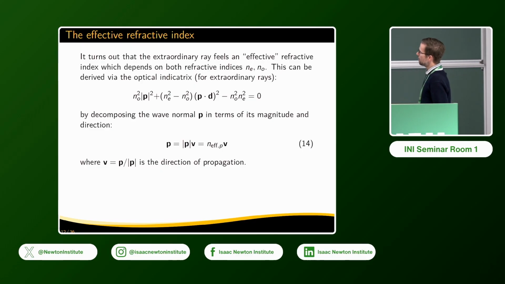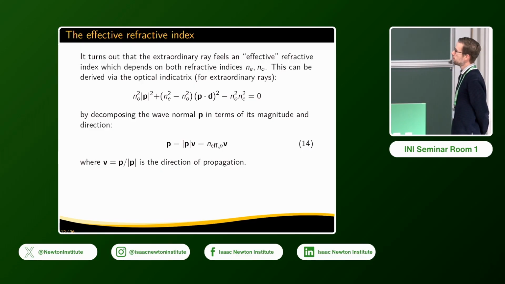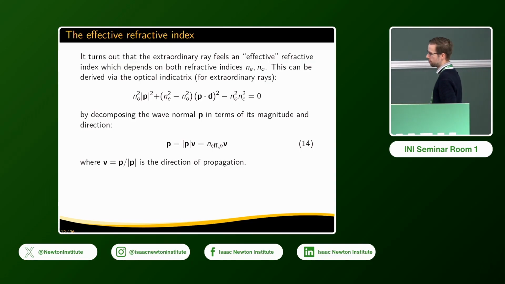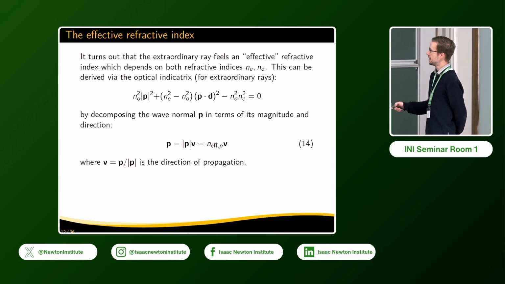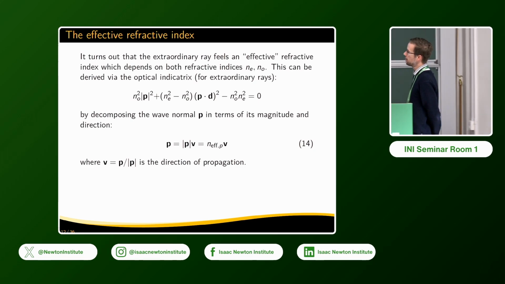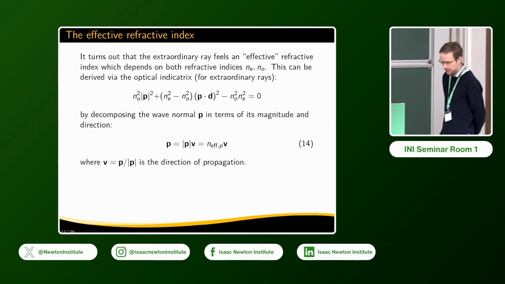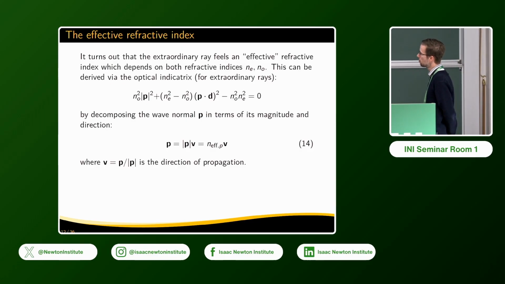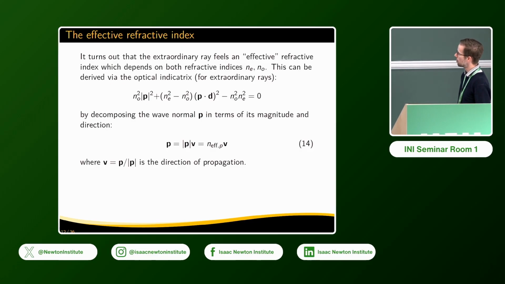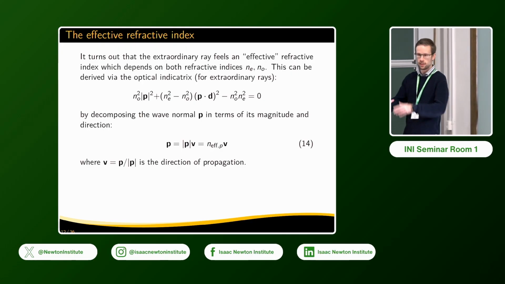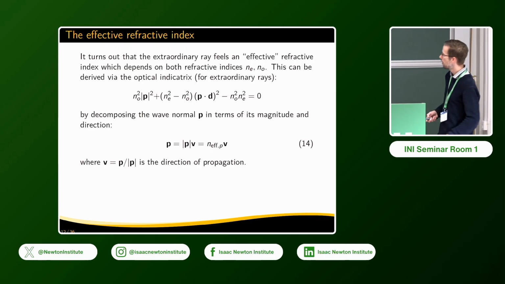Okay, and I think we've seen this before, that when you look at the extraordinary ray, it feels an effective refractive index, which depends on both refractive indices NE, the extraordinary refractive index, and NO, the ordinary refractive index. This is a very classical calculation which can be found from the Eikonal equation and derived via this so-called optical indicatrix. I just include the part for the extraordinary rays. You have a corresponding part for the ordinary ray as well.